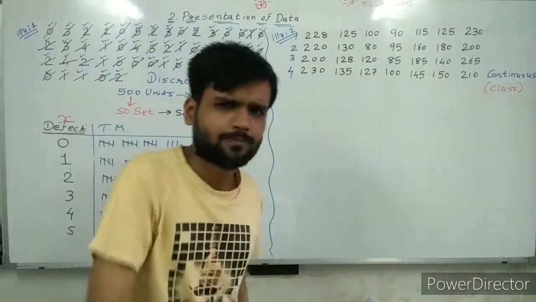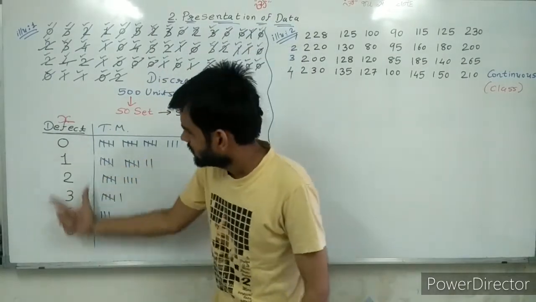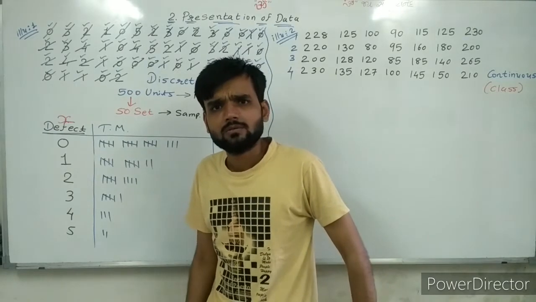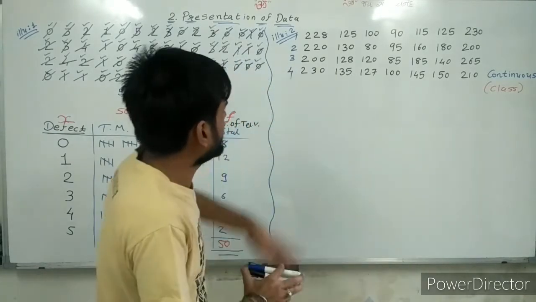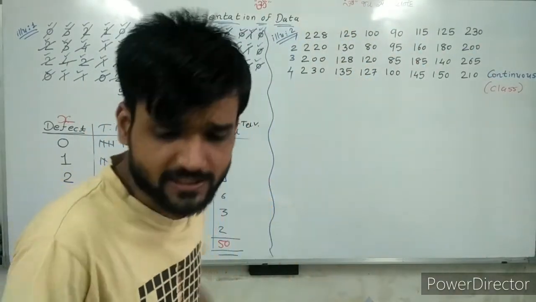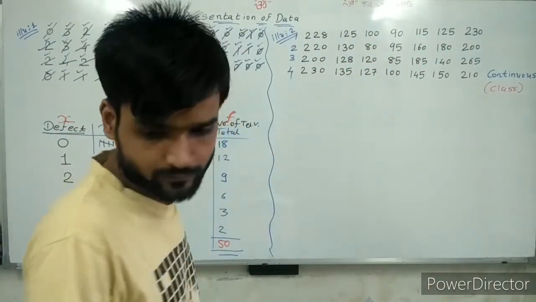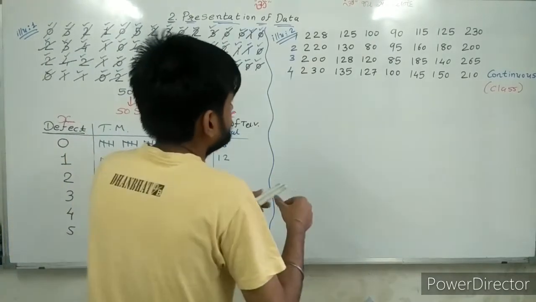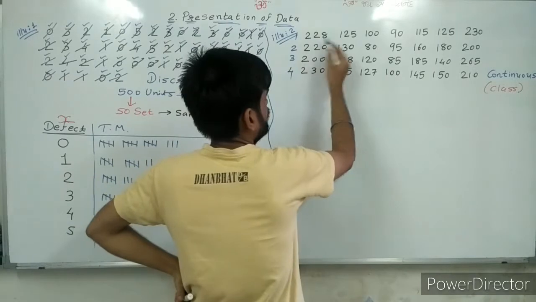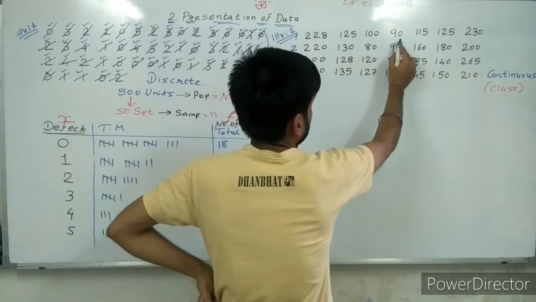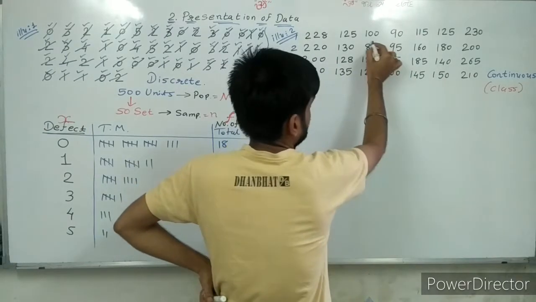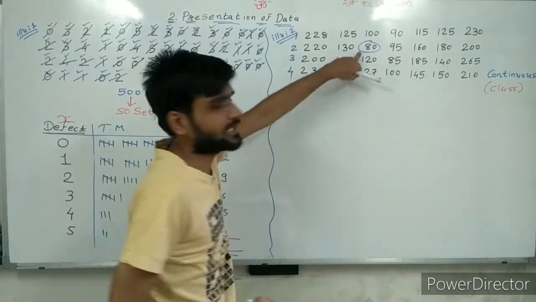Now think, if I am making this type of data, discrete frequency distribution, then what is the minimum value here? Try to find which is the minimum value. 125, 190, 2-digit number 80, 80, 80, 80, 80. So minimum value is 80.